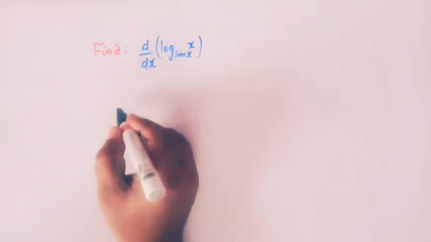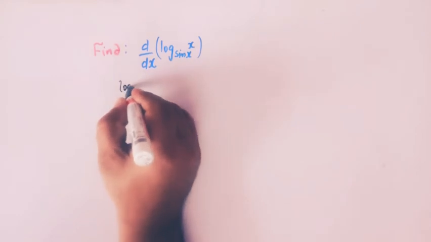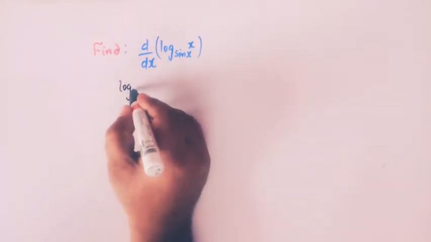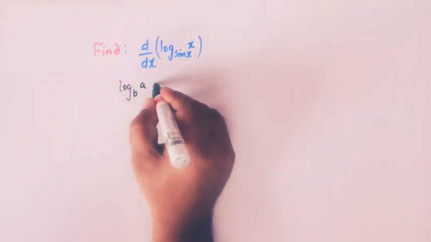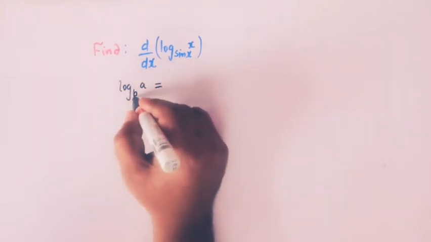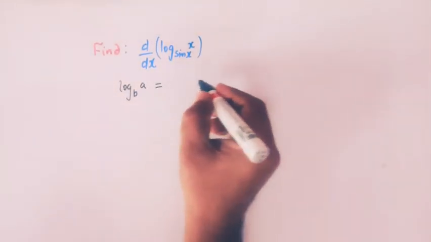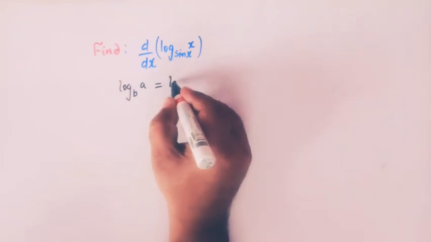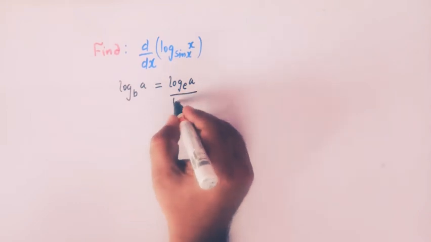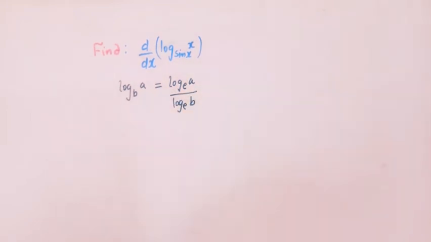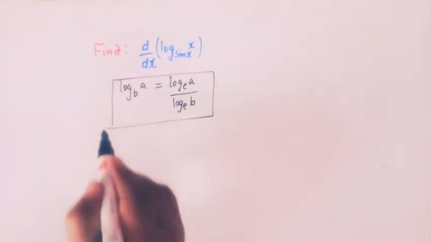So here we'll make use of the base changing formula, and the base changing formula says that if we have log of say a having base b, then this base b can be changed to the base e, that is the exponential number, by the rule log e of a over log e of b. So this is the base changing formula.